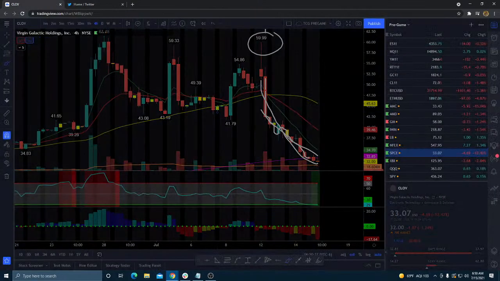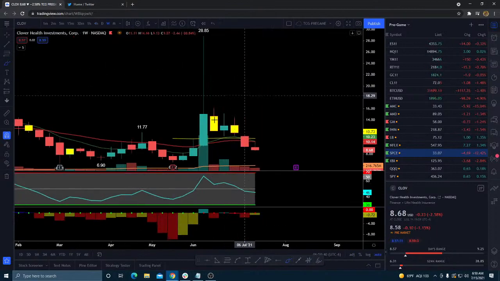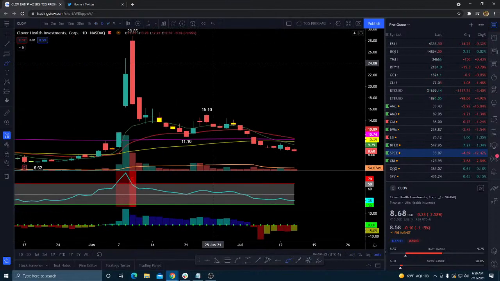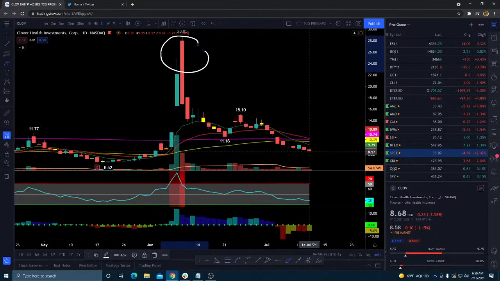Okay, I'm just going to stop and go over Clove. Clove is really, really beat up. We had an amazing trade on it back here, and it has just been giving up the ghost ever since. We had yesterday's low, 857. We're testing that now.